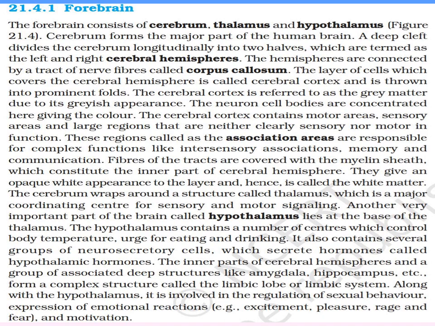One of these areas is the hypothalamus, which is very important in that it contains a number of centers which control body temperature. The hypothalamus contains neurons which interpret the signals for thermoregulation, and the urge for eating and drinking. It also contains several groups of neurosecretory cells which secrete hormones called hypothalamic hormones.